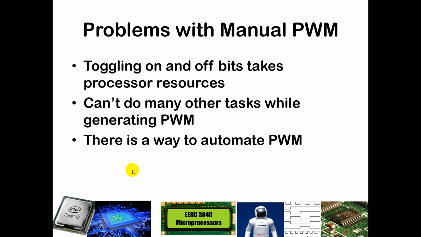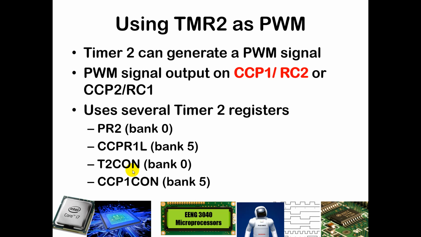Every time you toggle on and off and just continue to do this in a loop, your processor cannot perform any other task. And so it does take processor resources, it does limit your opportunity to do something else. And so the nice thing about our PIC microcontroller is we have the ability to automate the generation of a pulse width modulated signal. And so what we will do is use the Timer 2 module. The Timer 2 module has built in two different modules for capture and compare, and pulse width modulation. That's what the CCP stands for.